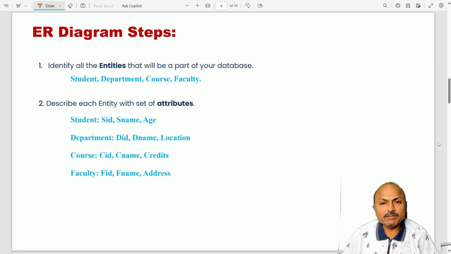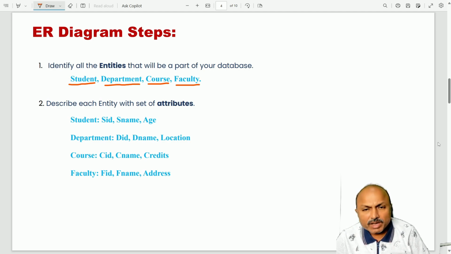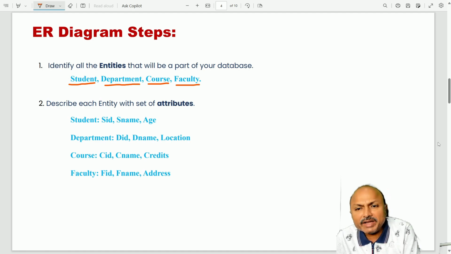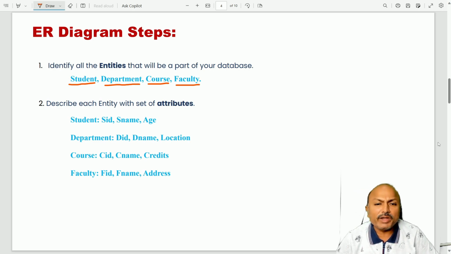The entities for a college are: student is one entity, department is another entity, course is another entity, faculty is another entity. 4 entities we consider for our example. It may vary from organization to organization. As per the requirement of the customer, we need to design the entities. But for our example, to draw an ER diagram, we consider student, department, course, faculty. These are the 4 entities. Identifying the entities is the first step.